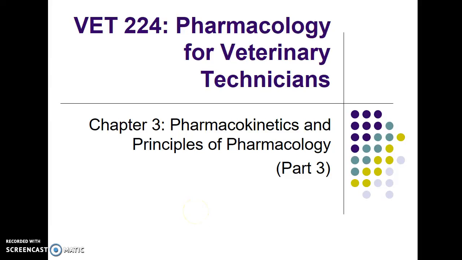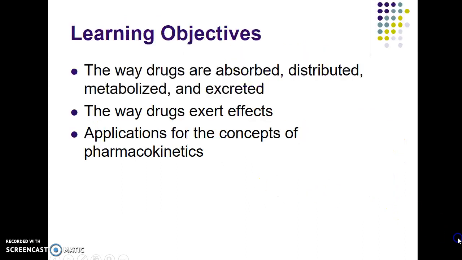This is part 3 of chapter 3. And in this part, we're going to start talking about drug distribution. We've been talking about how drugs are absorbed from where they are deposited or where they go into the body and get into the systemic circulation. But now we need to talk about how they get into the tissues where we want them to act.